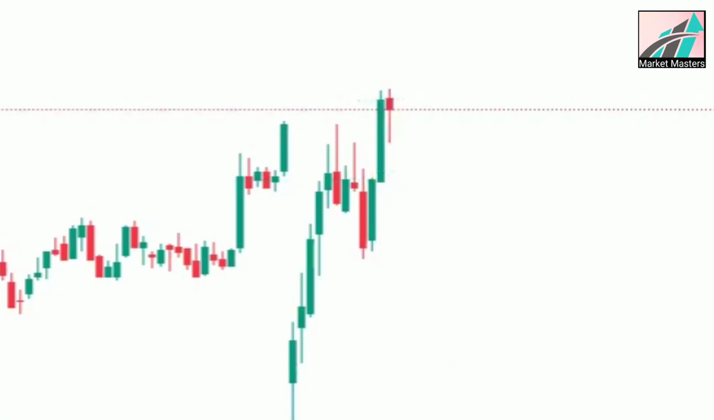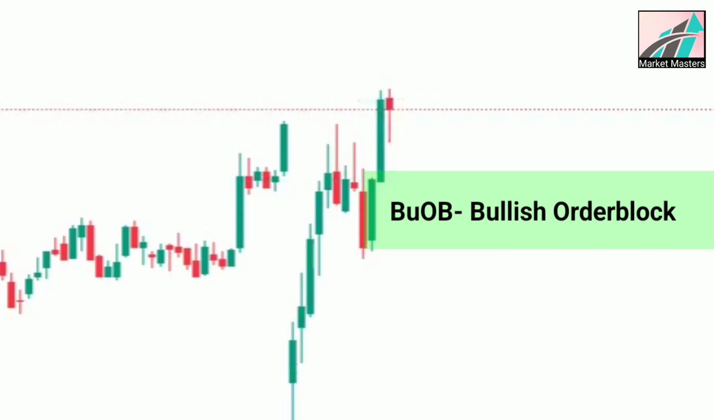Okay, let's continue. If the breakout sustains and the uptrend continues, we will adjust the previous support level upward to align with the recent pullback low. The pullback low will act as our new support level, and the last red candle before the breakout will be identified as the bullish order block.